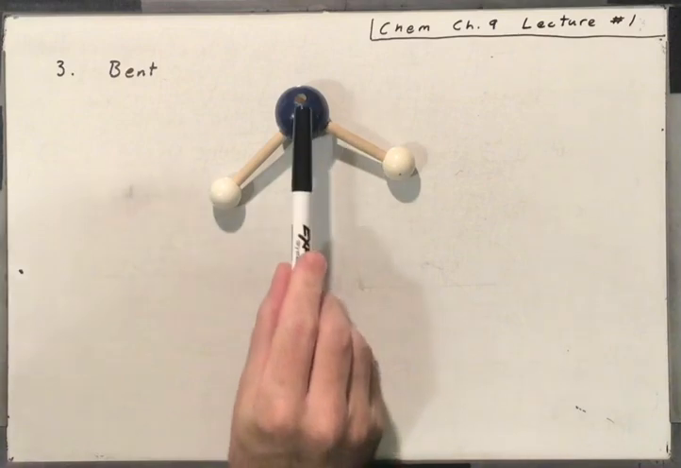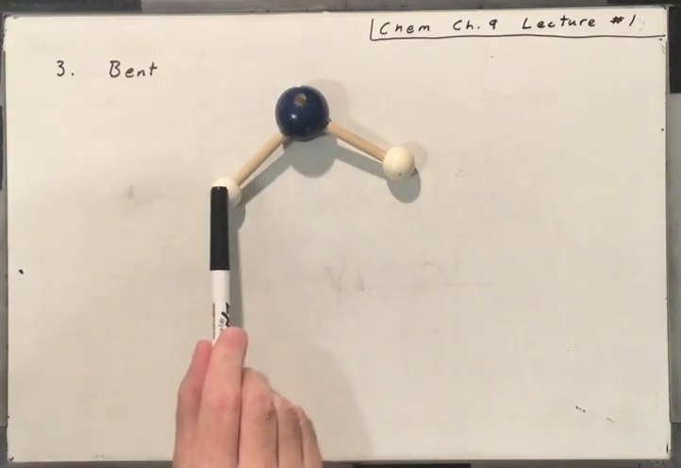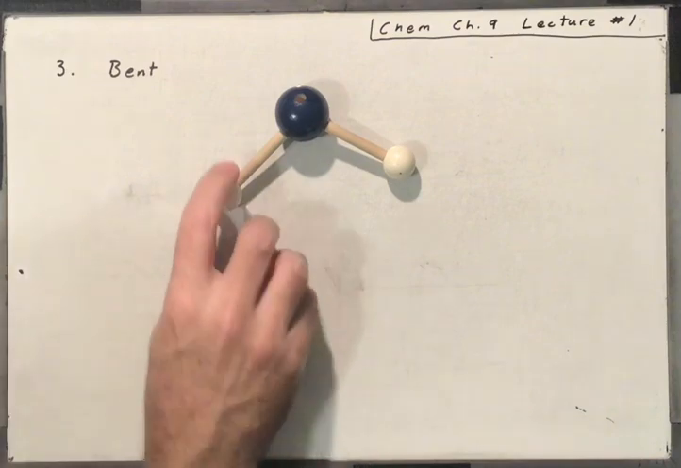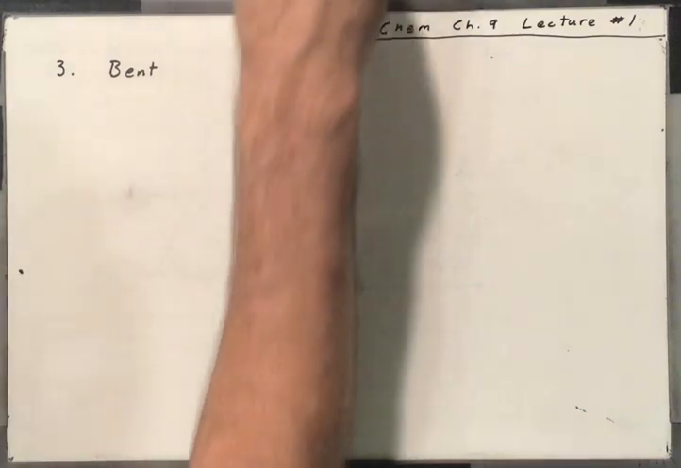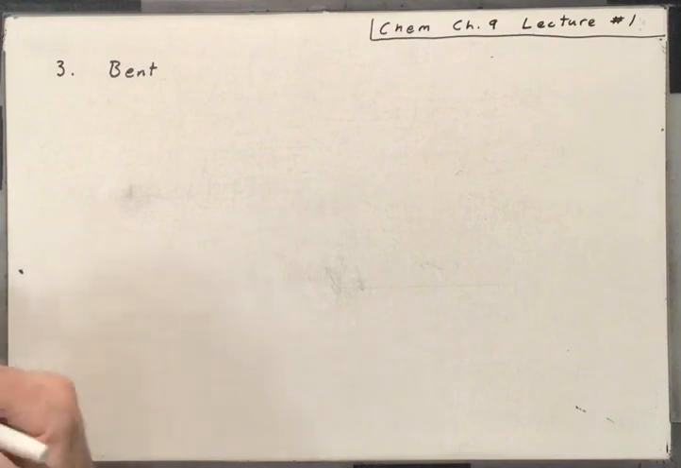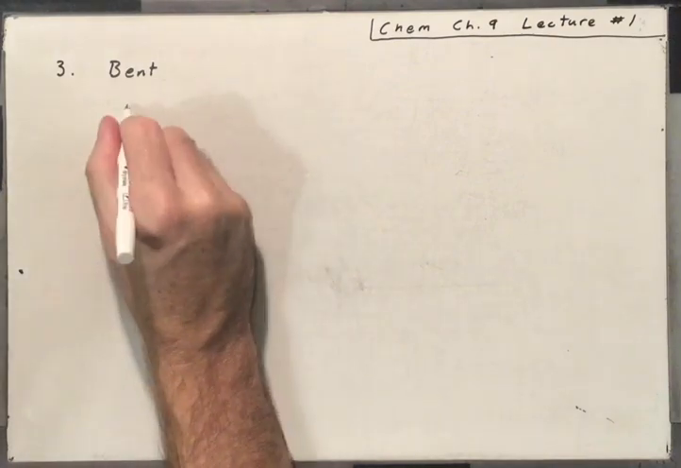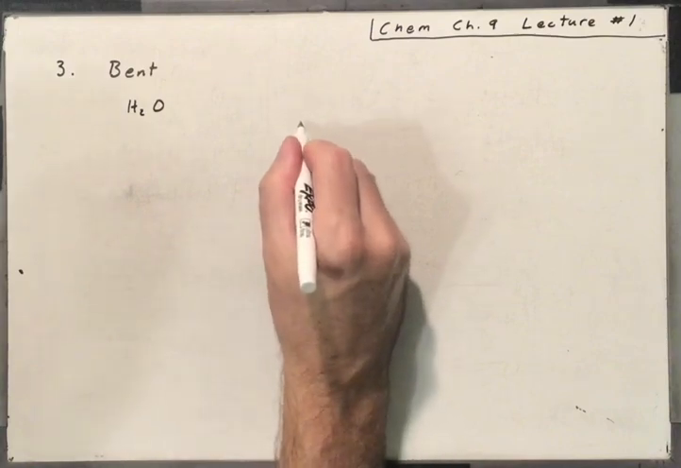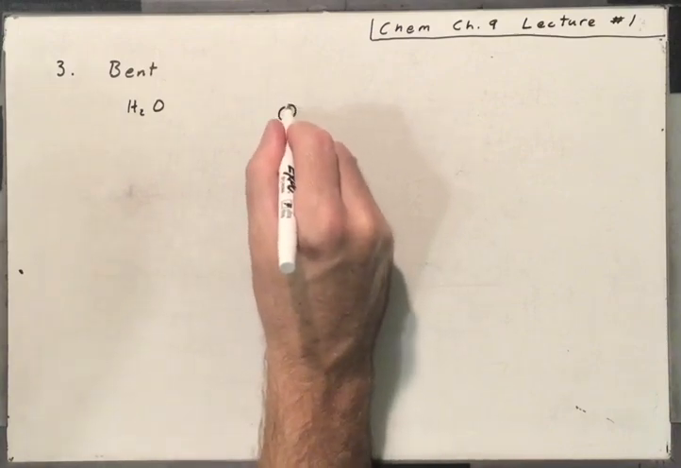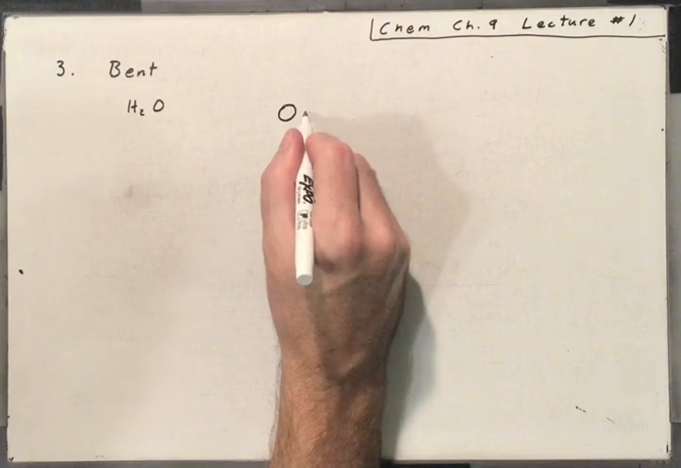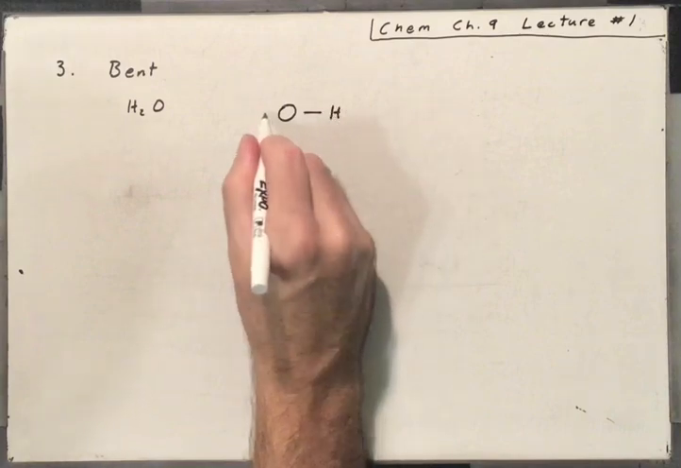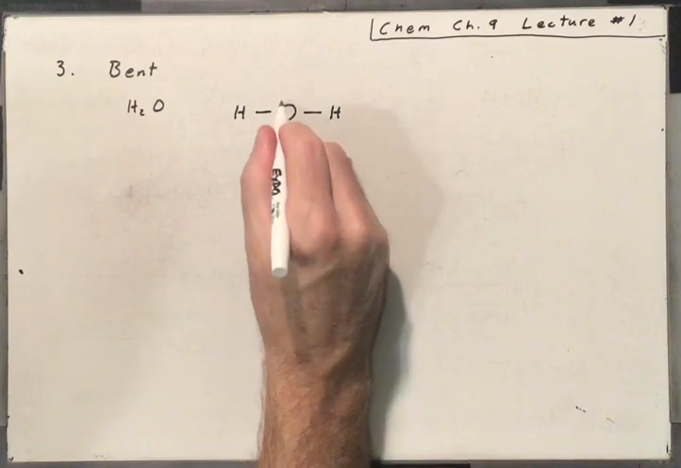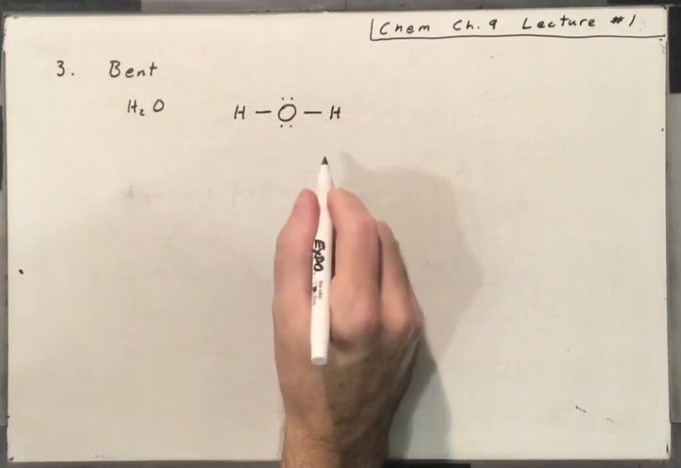Okay, it's when you have a central atom surrounded by two atoms with single bonds. All right, so pretty straightforward. The most famous bent shape is H2O. All right, so oxygen, if we were just drawing the Lewis structure that we did in chapter 8, you know that it would be something like this, right? And you'd have a couple of electron pairs around that oxygen.